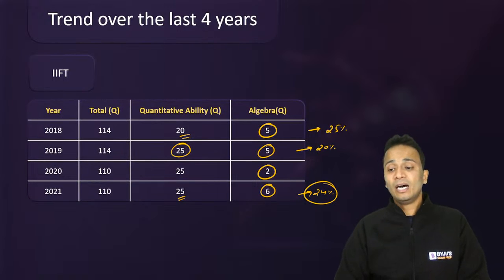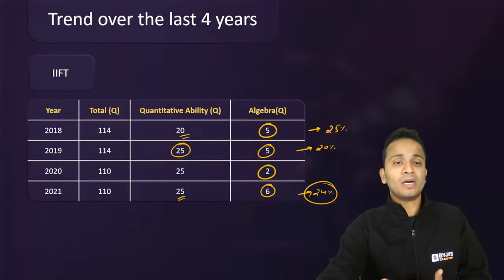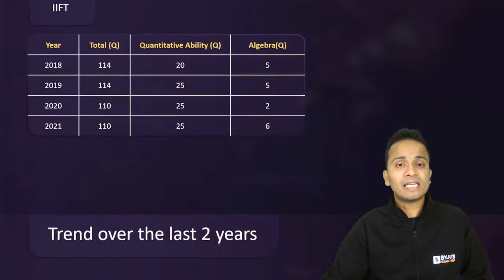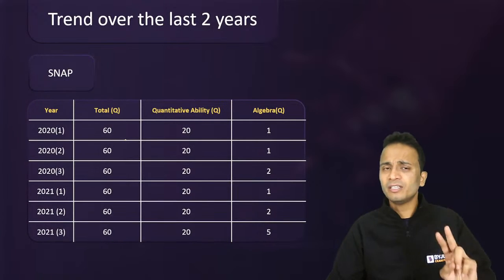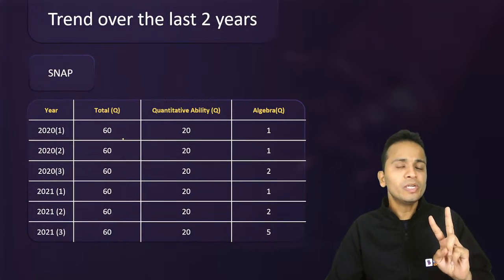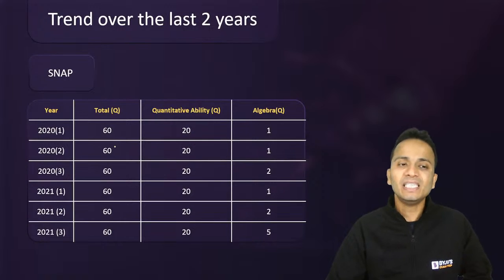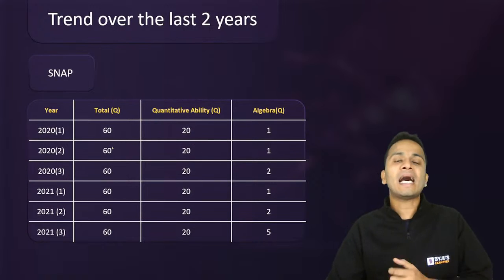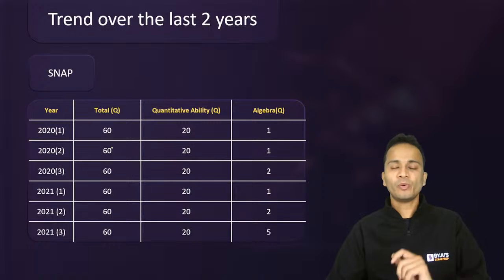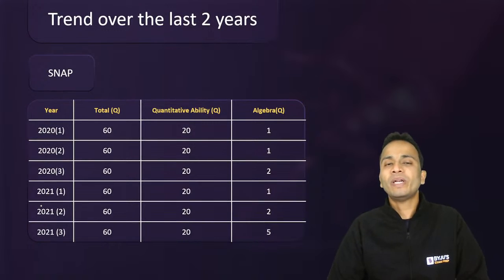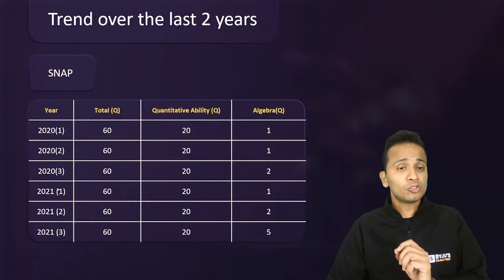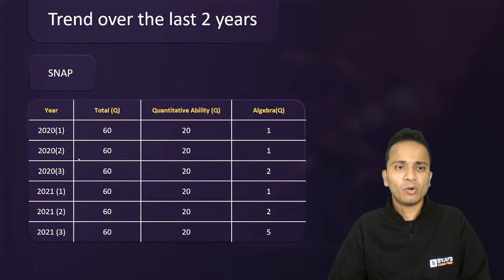On a similar note, let's look at the SNAP examination, the trend over the last 2 years. I have taken the papers of the last 2 years only because in 2019, the pattern of SNAP was totally different. In 2020, there were 3 slots in which SNAP happened. And then in 2021, again, there were 3 slots. So let's talk about these slots one by one.